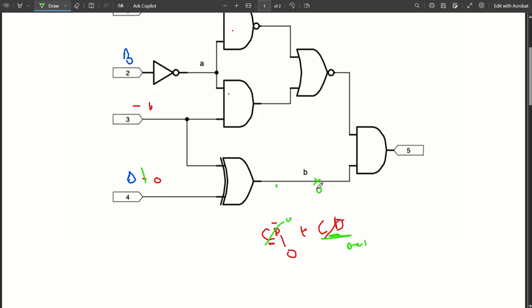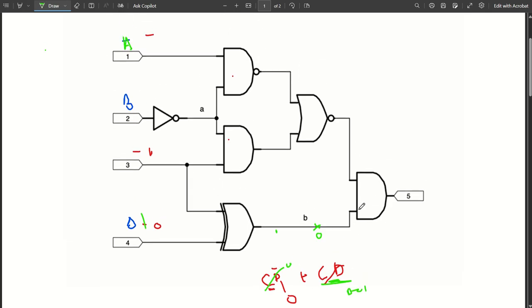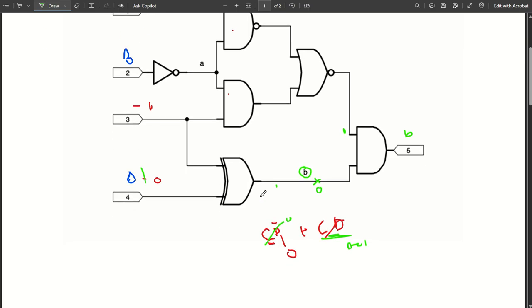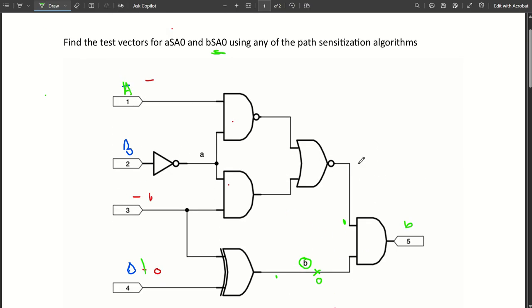Okay. Now let's propagate the fault forward. So we are at an AND gate. Okay. And let's assume that we are using the variable b so that we don't confuse ourselves. So at an AND gate, it means that the other input has to be a 1 so that we get b at the output. Okay. So having a 1 at this output, then we can propagate backwards again to get the other input. But first, let's do the numerator.